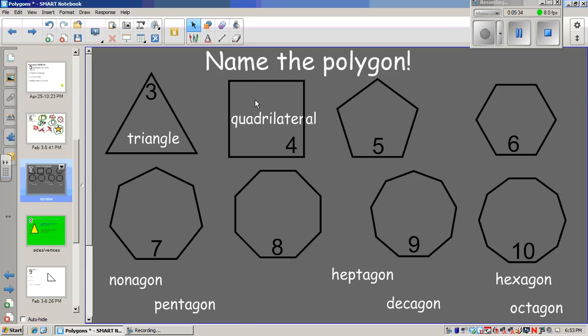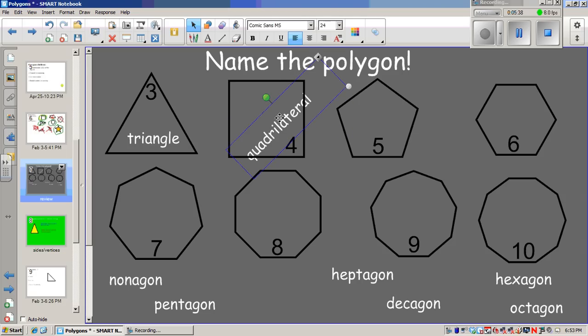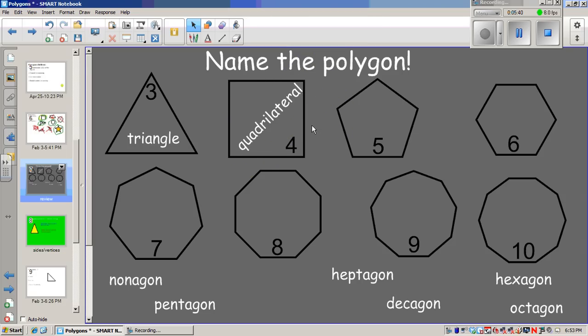Probably we're thinking of this as a square, which it is, but a square is a kind of quadrilateral. And in our next lesson, you'll learn more about those quadrilaterals, including how to say them.